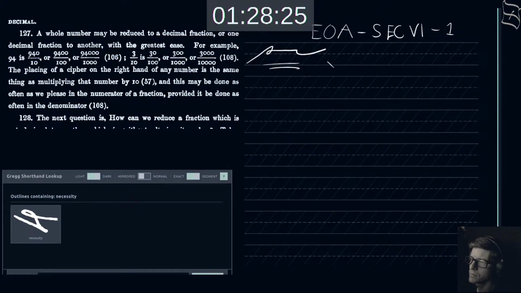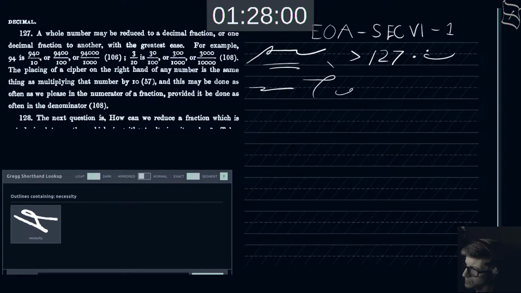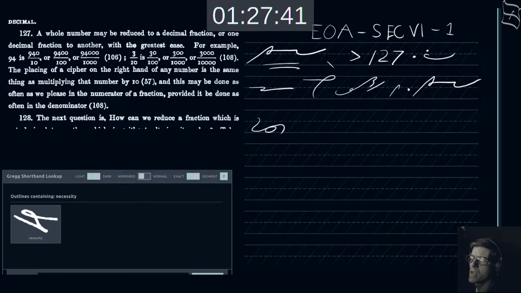Article 127. A whole number may be reduced to a decimal fraction or one decimal fraction to another.